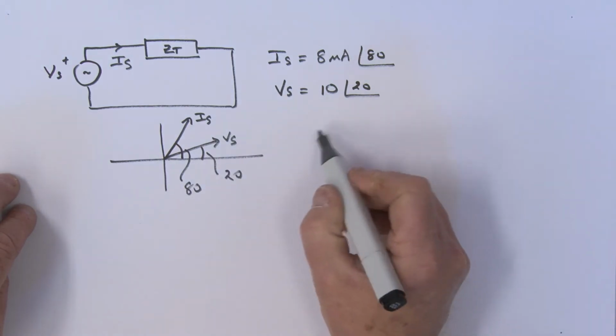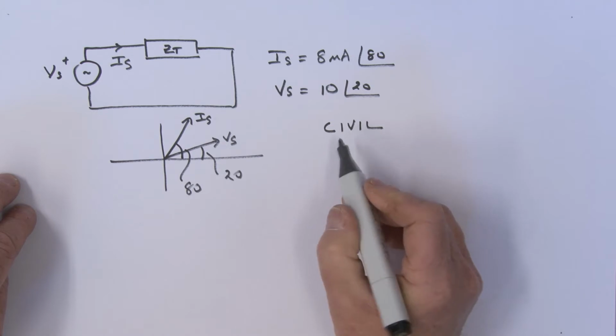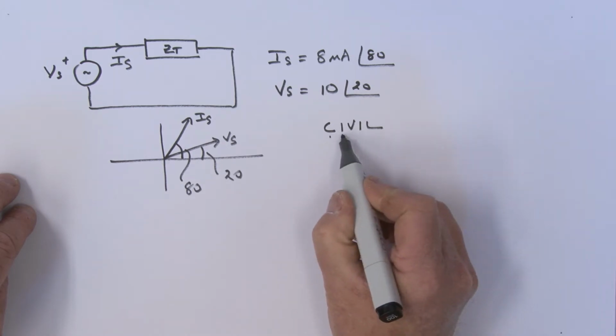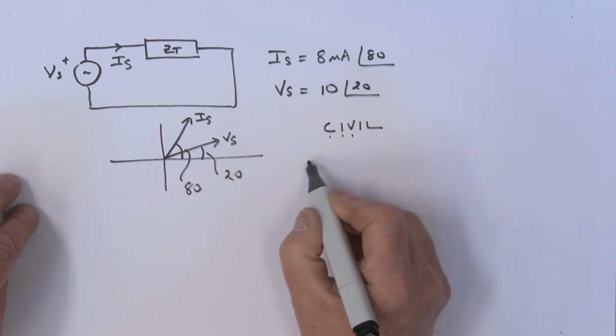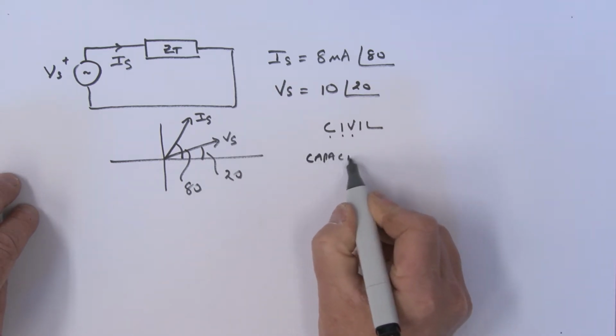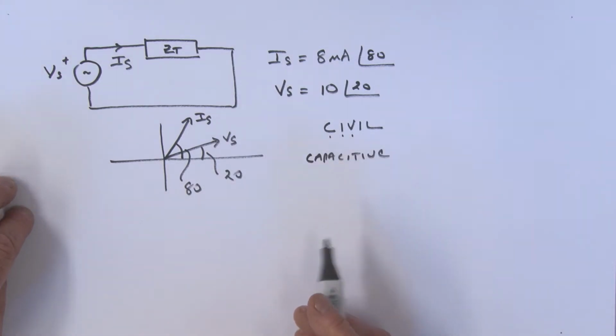And you remember that little acronym thing that I showed you before, CIVIL? Well, in a capacitor, the current is leading the voltage, and so we could say that this circuit here is capacitive in nature. Okay, so it's capacitive in nature.